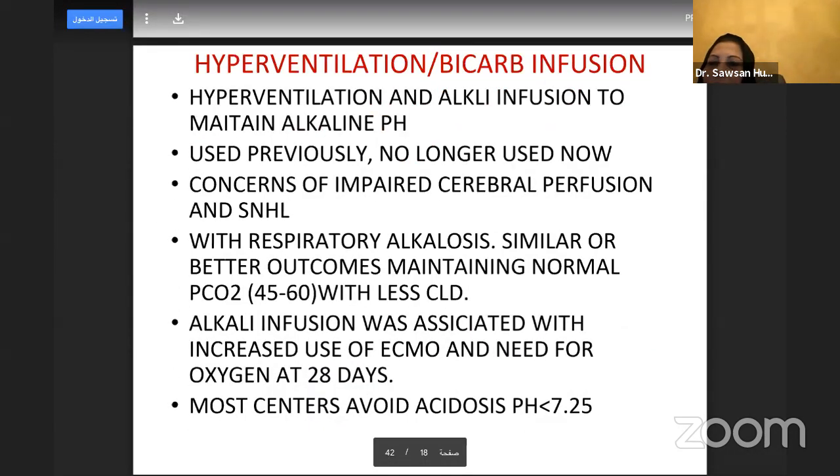Now I will go to the different modalities of treatment of persistent pulmonary hypertension. We heard about hyperventilation and bicarb infusion previously. It was used previously, but it's no longer used now because it will cause impaired cerebral perfusion and sensorineural hearing loss. Compared with respiratory alkalosis, maintaining normal PCO2 gives similar or better outcomes in PPHN and also less chronic lung disease. Alkali infusion was associated with increased use of ECMO and need for oxygen at the age of 28 days. And most centers avoid pH less than 7.25. So it's not used anymore now.